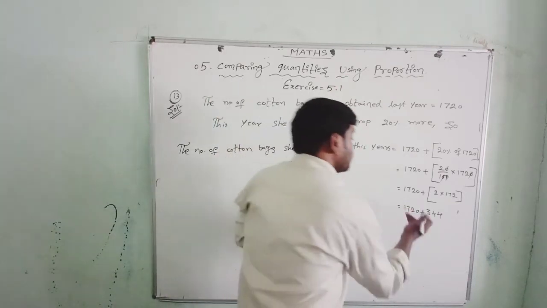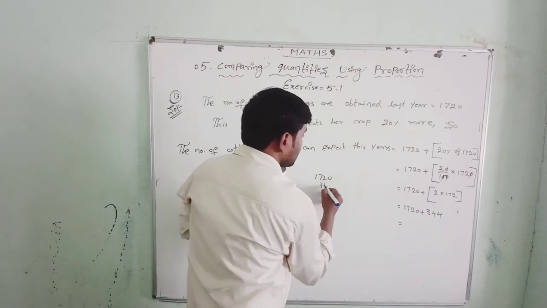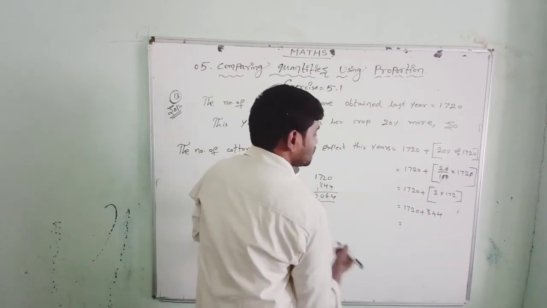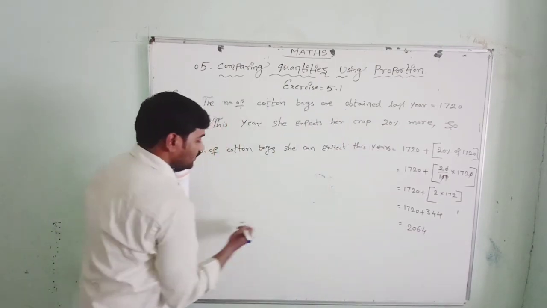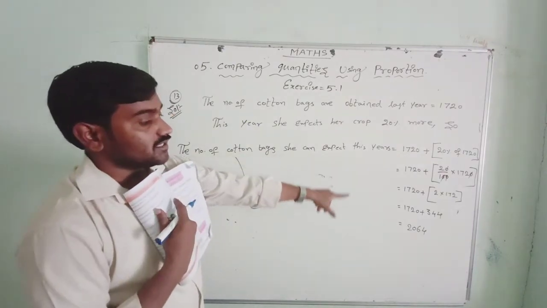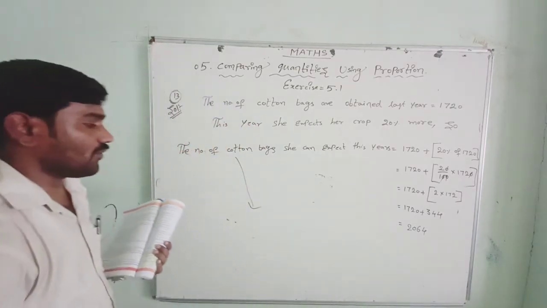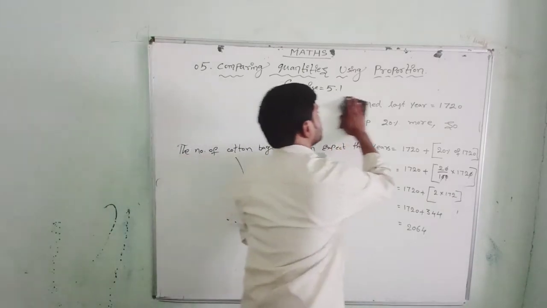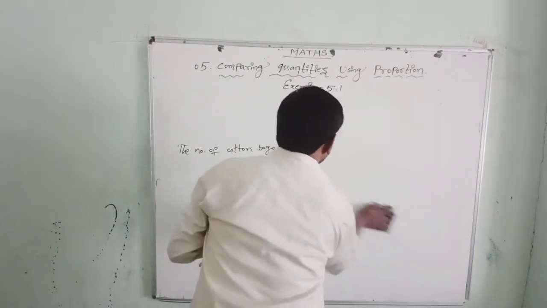Then 1720 plus 344: 4, 6, 10, 1 carry, 2064. So therefore you need to write this is the number of bags you can expect this year, that is 2064. And the last question of this exercise, we will solve it now.